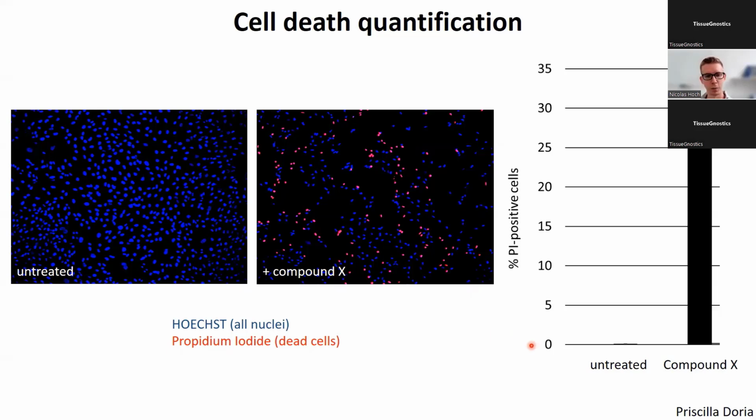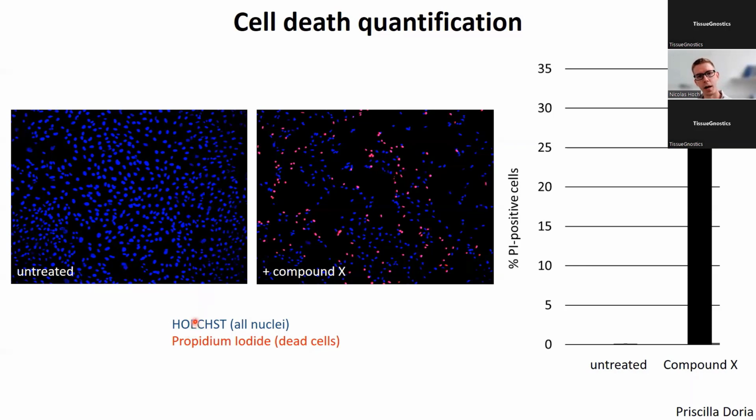One of the simplest experiments we do is to quantify cell death. So in this case, instead of fixing cells and then staining them with DAPI, we use live cells and we stain them with this other DNA dye called Hoechst. Hoechst will enter the cell and will enter the nucleus and stain all of the nuclei in blue. So you can see here that all of the cells are stained, all of the nuclei are stained.